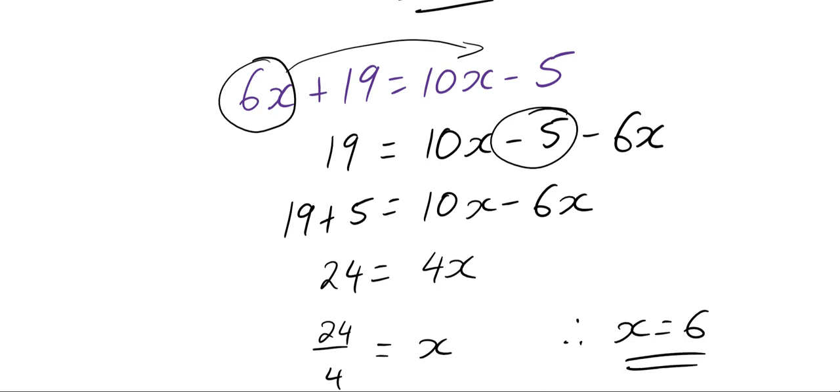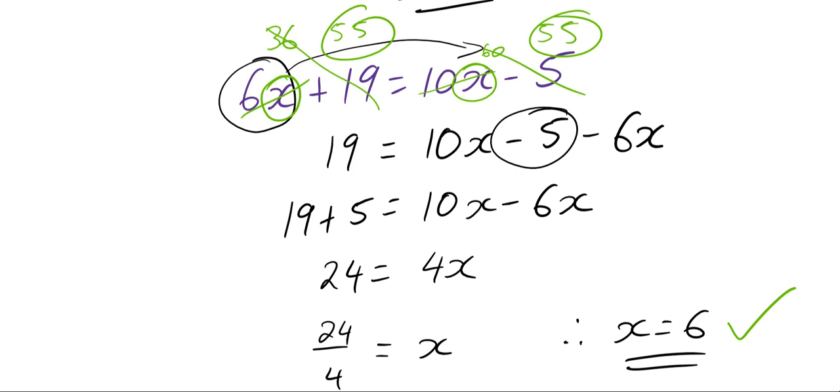Again, let's check my answer. So if I substitute inside, if I put 6 into here, 6 times 6 is 36. 36 plus 19 there gives me 55. If I put 6 into here, 10 times 6 is 60. 60 take 5 is also 55. So that must mean my answer is correct.